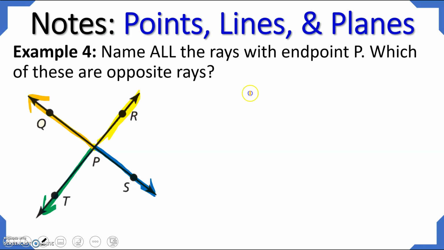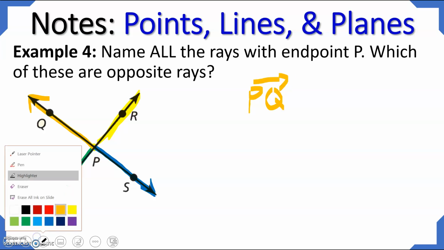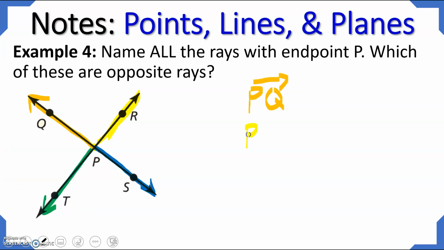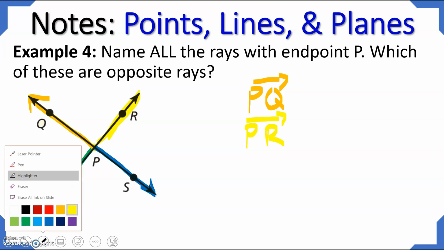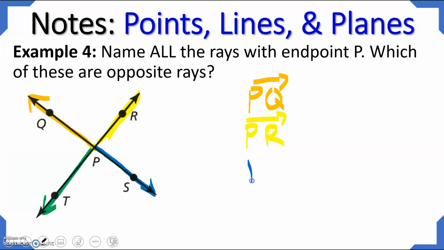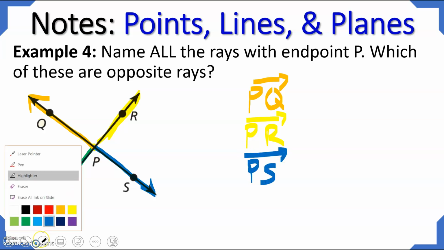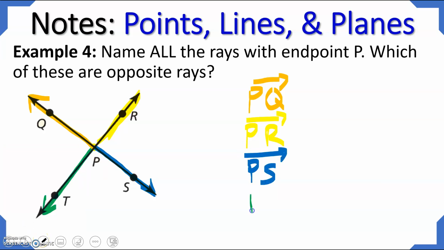The orange one is PQ, our yellow one is PR. Now do note when we write the rays, the P has to go first because that's the endpoint. Our blue ray is PS and our green ray is PT.